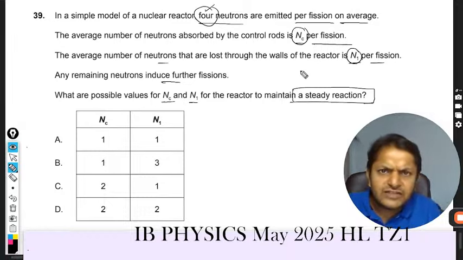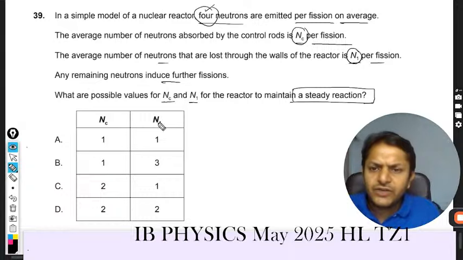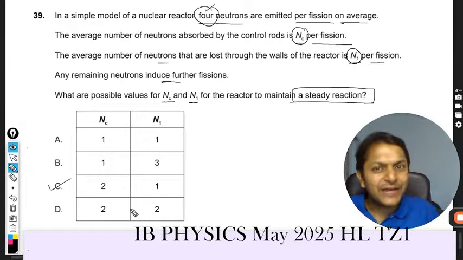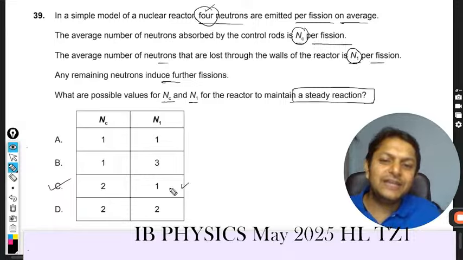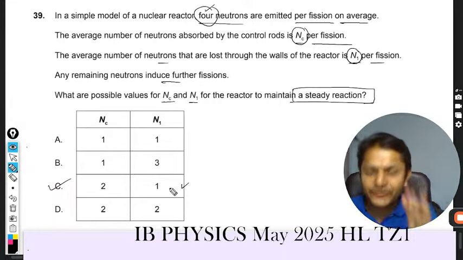And that is sufficient, I believe. That could be giving you the answer. 1 and 1 is 2. 1 plus 3 becomes 4. 2 plus 1 is 3. 2 plus 2 is 4. So as I told you, that will be one of the cases. So C becomes the perfect answer for this question.